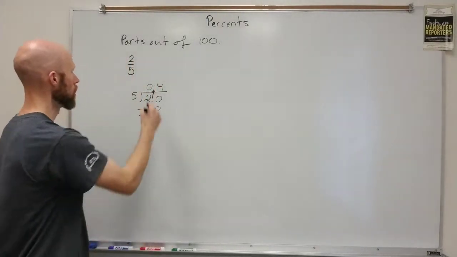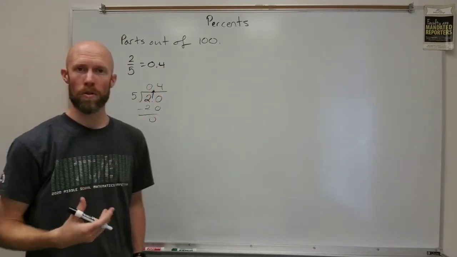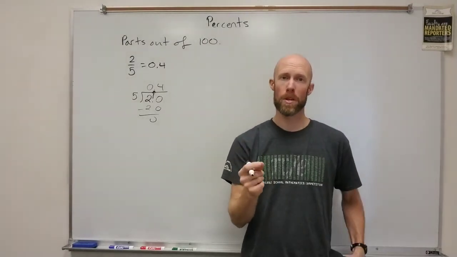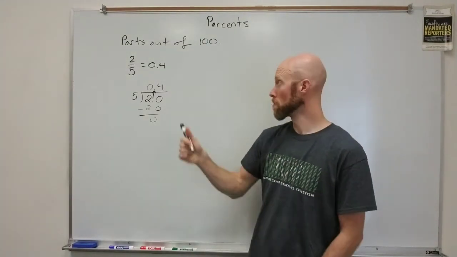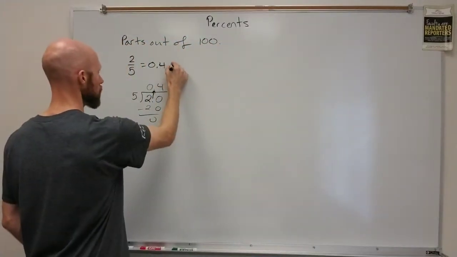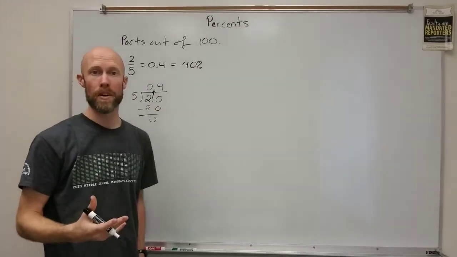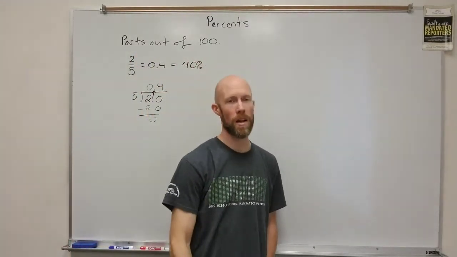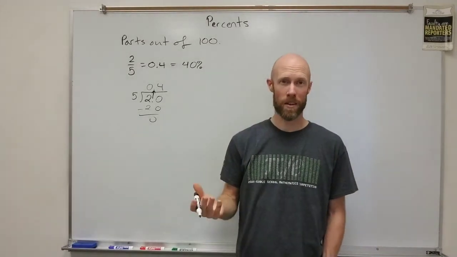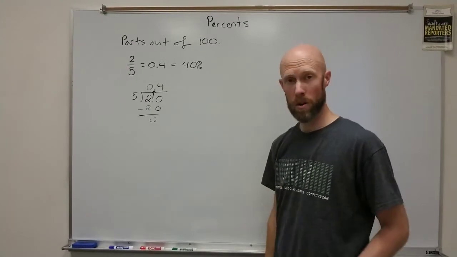So 0.4. Now, once you've converted it into a decimal, 0.4, the conversion to a percent is moving that decimal place 2 places to the right. You're essentially multiplying this by 100, all right? And so that's equivalent to 40%. So if 2 people failed out of 5, that's 40% of the class failing, okay? And so that's the way you want to convert those.